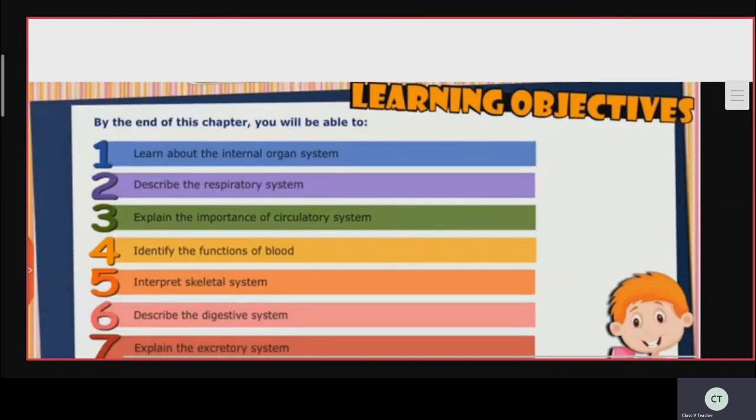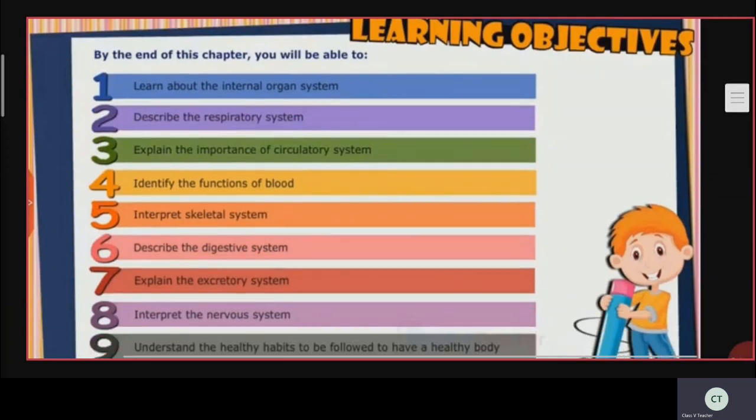Now in this lesson, what are the learning objectives we will learn? By the end of this chapter, we will be able to learn about the internal organ system. We can describe the respiratory system. We can explain the importance of the circulatory system.